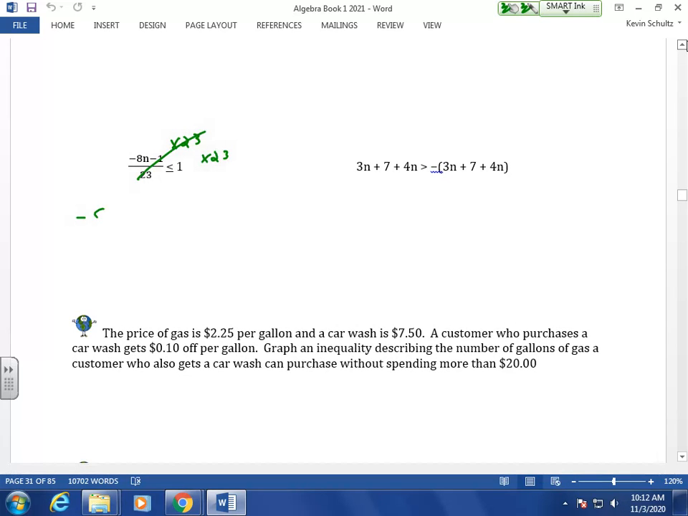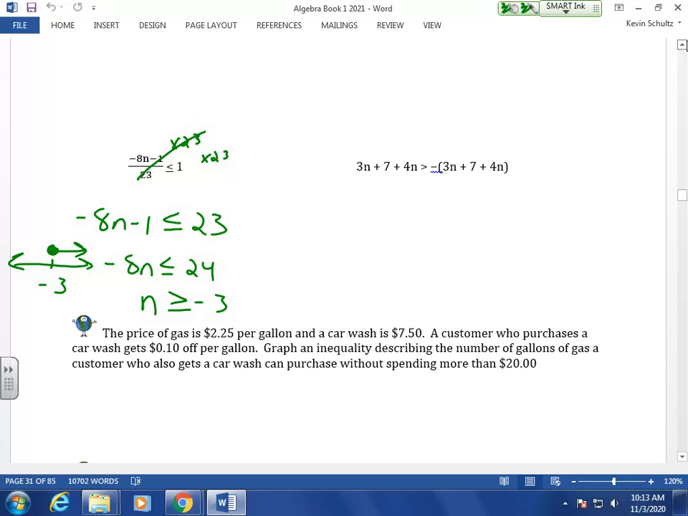Okay, and that leaves us with negative 8n minus 1 is less than or equal to 23. Again, similar step to get it to a two-step inequality here. Add 1 to both sides. Negative 8n is less than or equal to 24. Divide both sides by negative 8. And here's the one where, regardless of how you set it up, you're going to have to flip your sign. So n is greater than or equal to negative 3, because we are dividing by that negative 8, which is a closed circle going to the right. Okay. Questions on that?